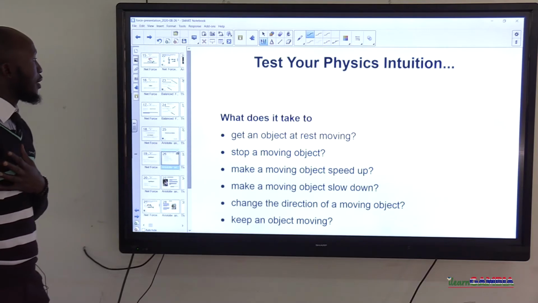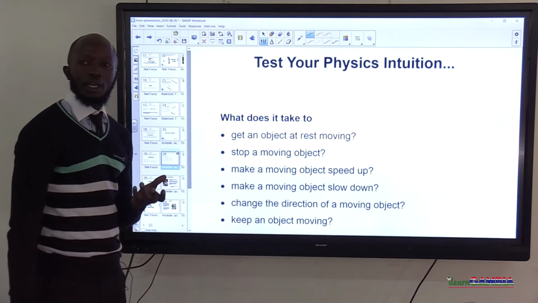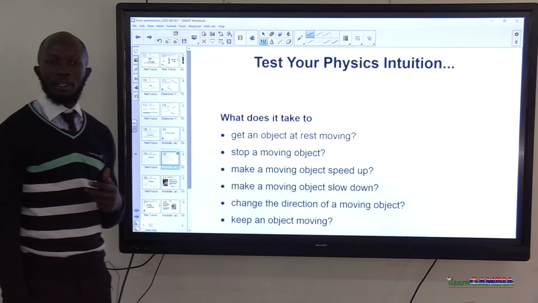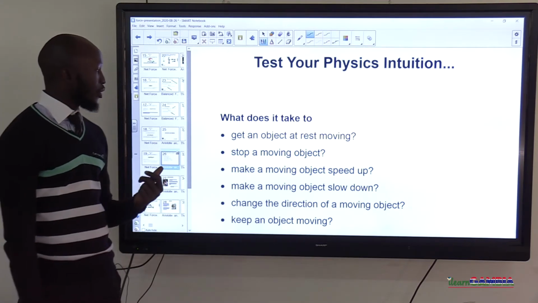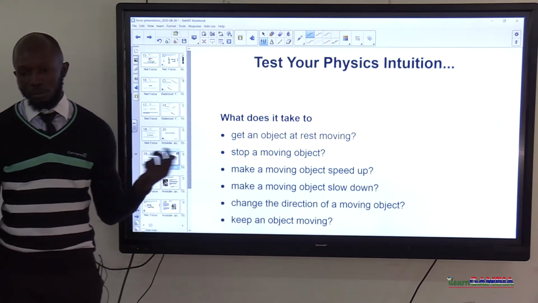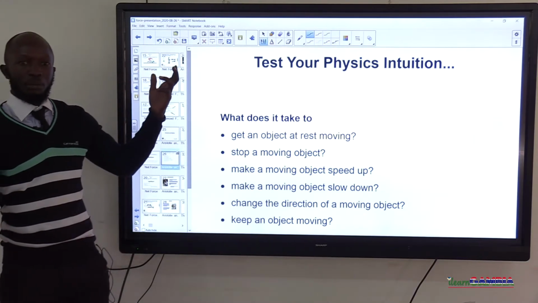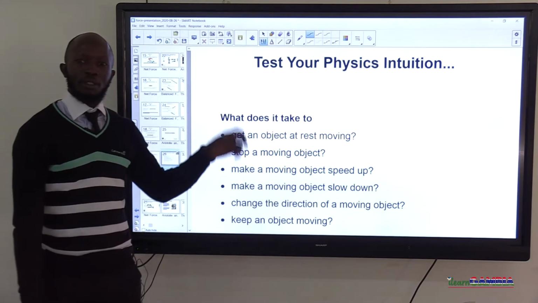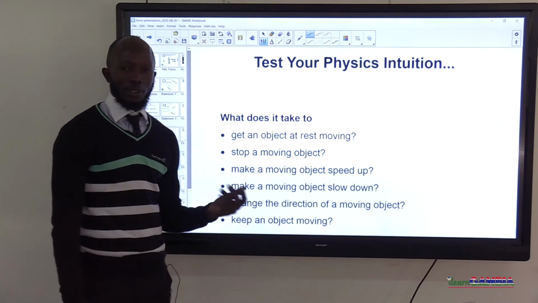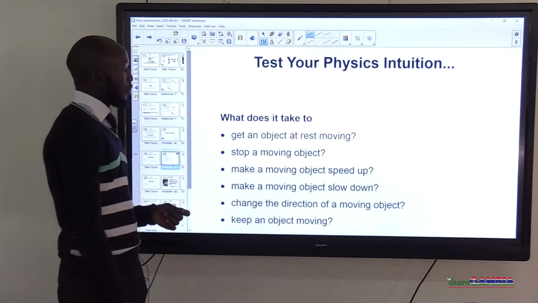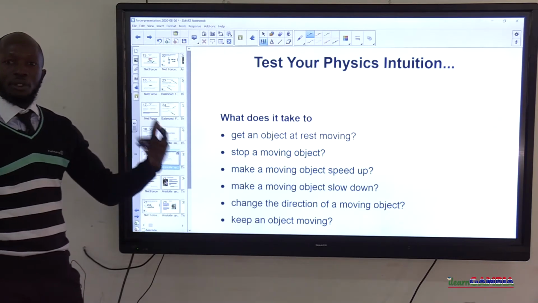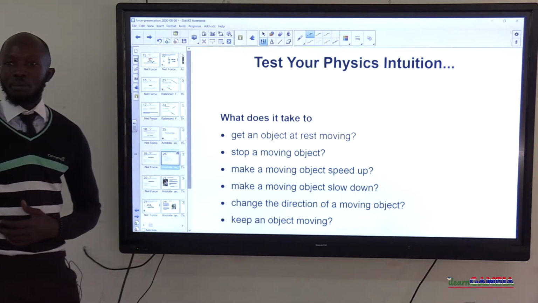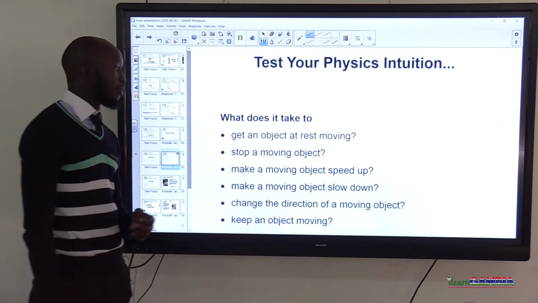Now, Aristotle and Galileo, these are two great philosophers and scientists that lived a long time ago. Galileo lived about 400 years ago, but Aristotle was way back, about 2,400 years ago. These were philosophers and great scientists that have contributed immensely to our understanding of science today.